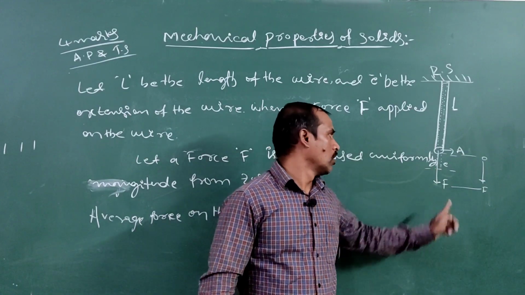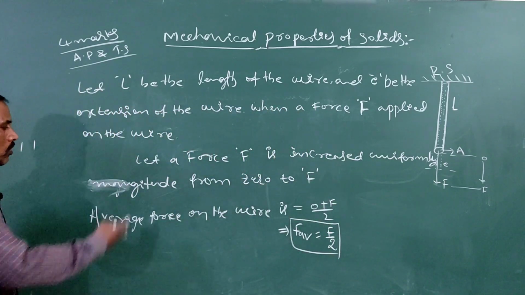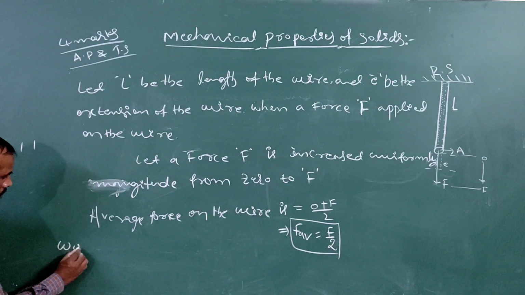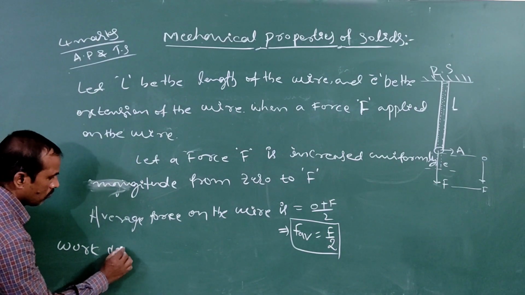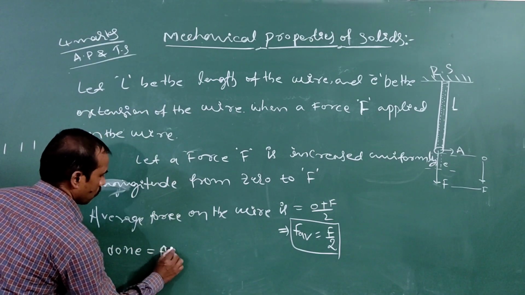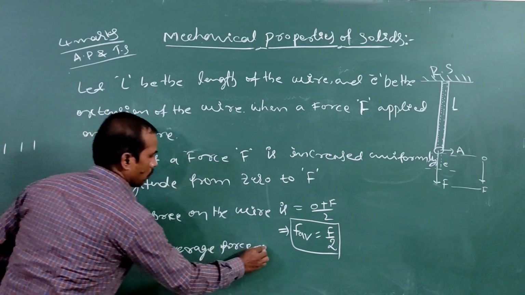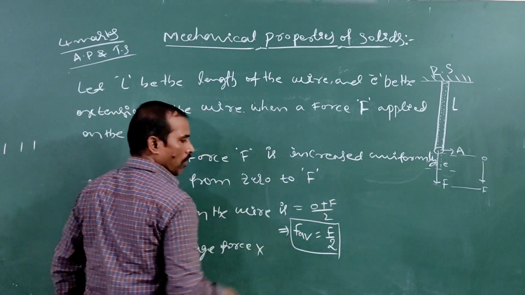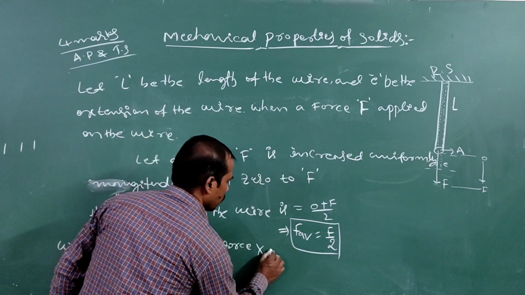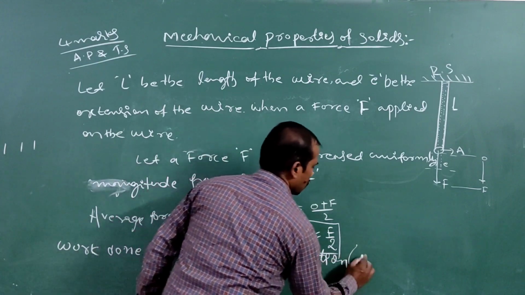Now the work done by the applied force. Note this one. As it is రాసుకున్నాం మన 4 మార్క్ క్వశ్చన్ ఇలా రాసేసే కొద్ది. Now the work done is equal to average force into extension in the wire, or elongation in the wire. Average force into elongation. This is an extension.